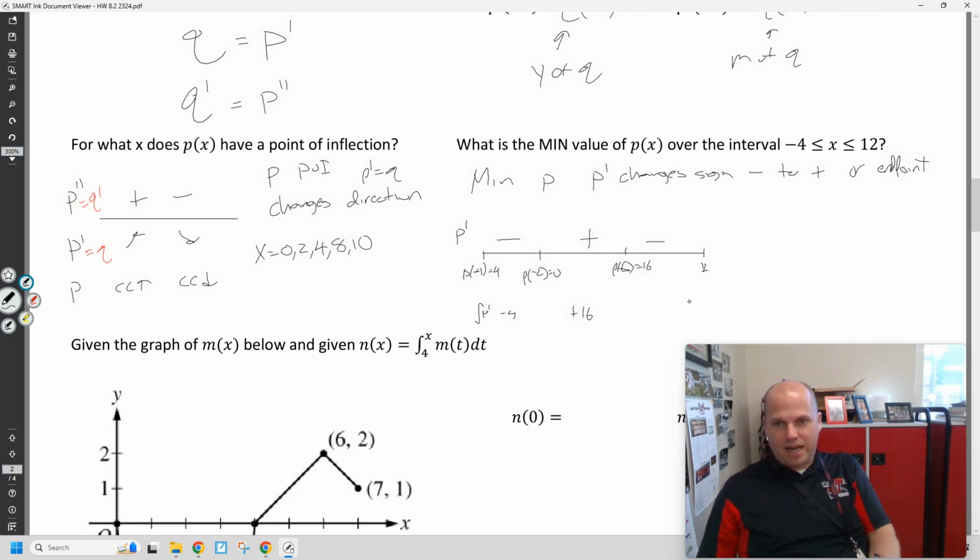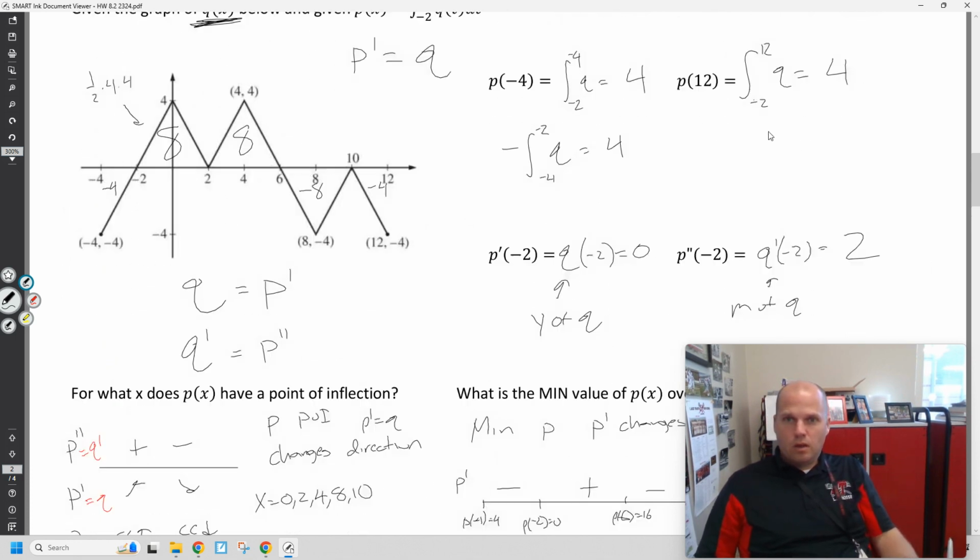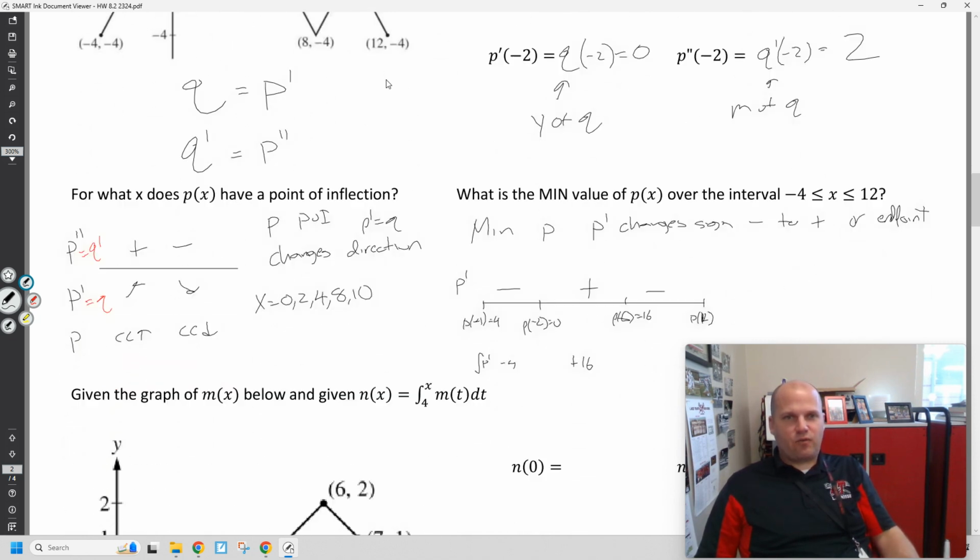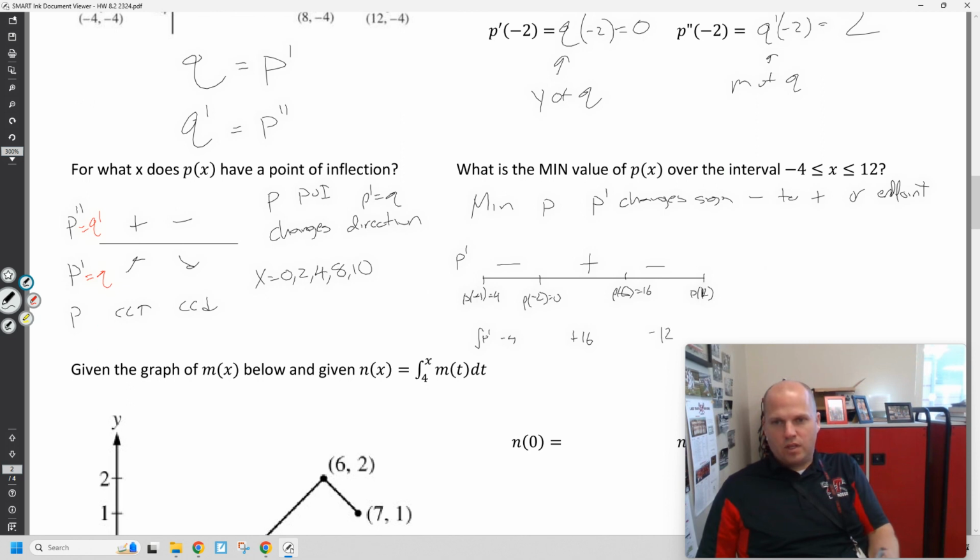And then let's get back down to what we expect. P of 12 is supposed to be 4. Okay, subtract 8, subtract 4. That's subtracting 12. Yep, it works out. This gets us 4. 4 minus 4 is 0, plus 16 is 16, minus 12 is 4.